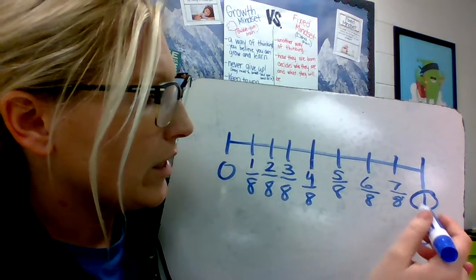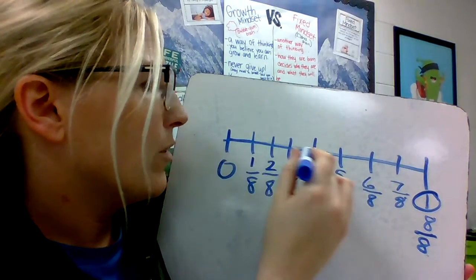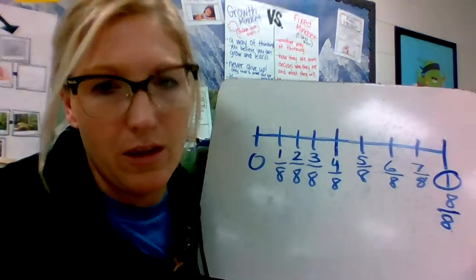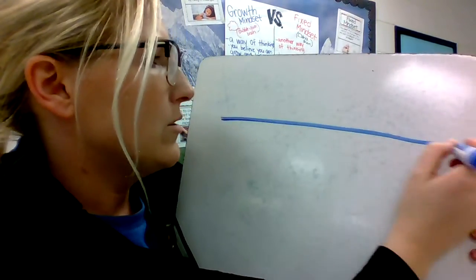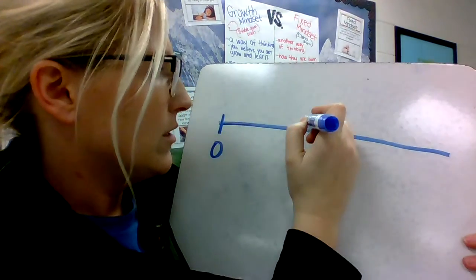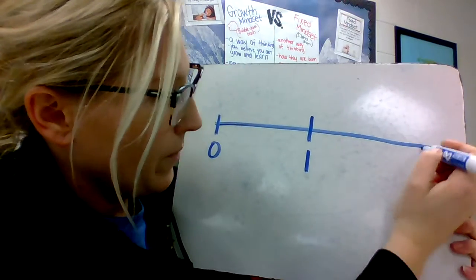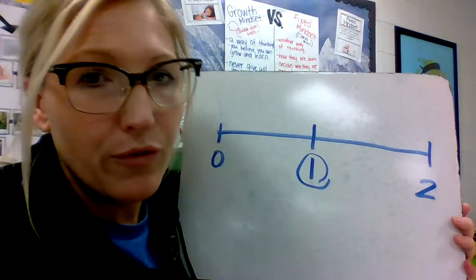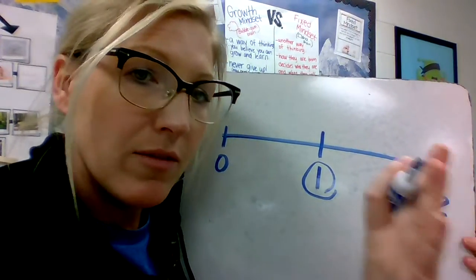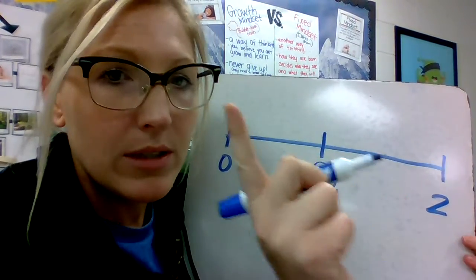Okay, so hopefully you recognized that each one of these was worth an 8th. All right, last but not least, we need to do one that goes beyond one whole, because when we get to fractions on a number line, we need to stop and figure out what one whole is equal to.